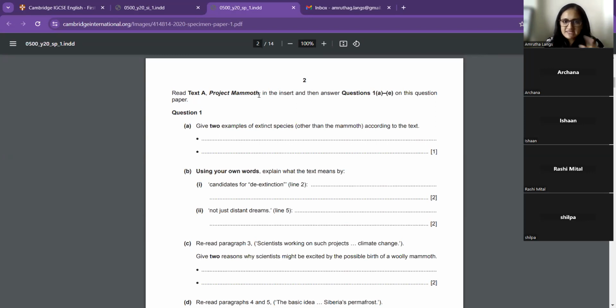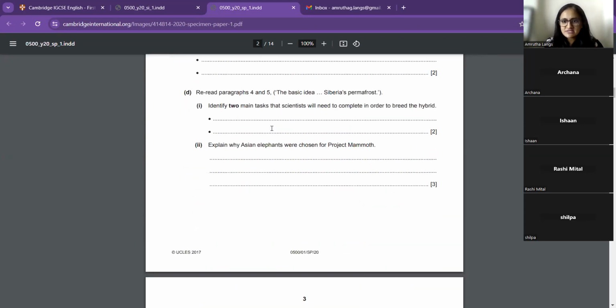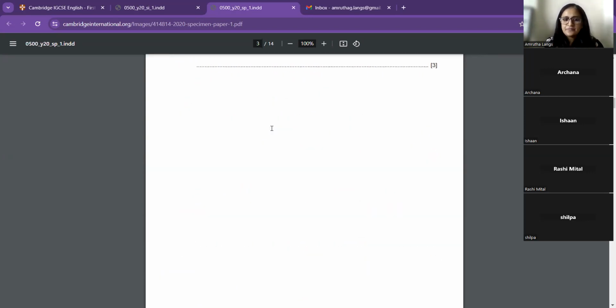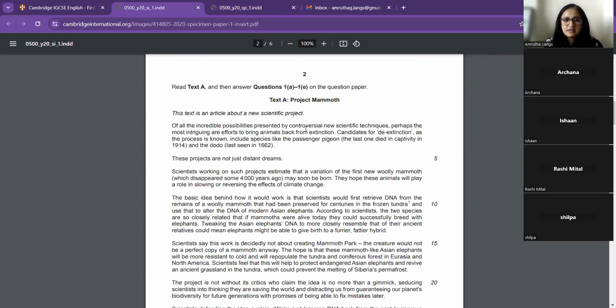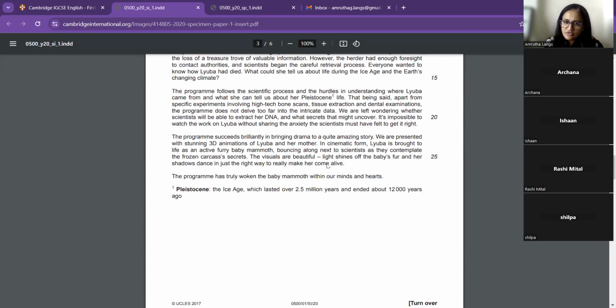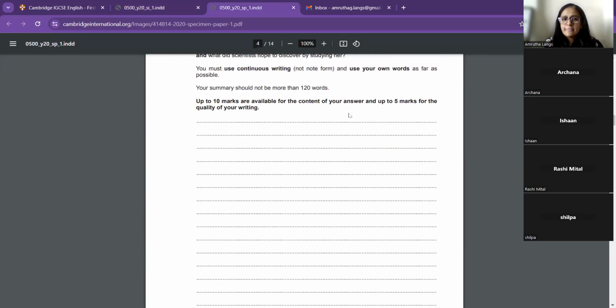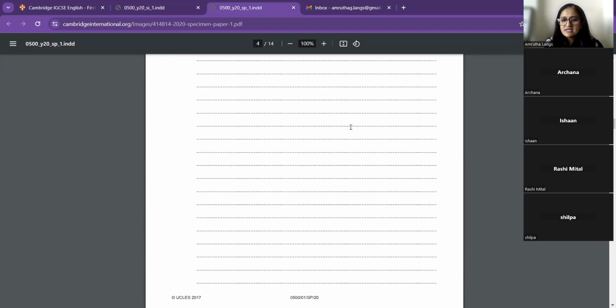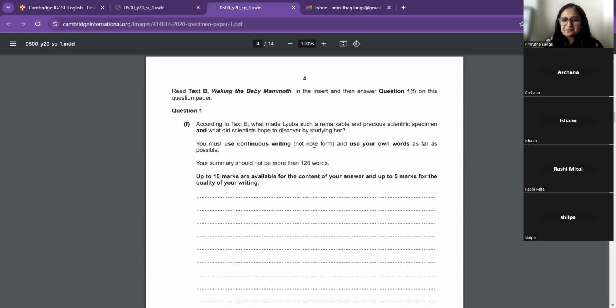Based on text A, they have asked you questions. You answer that. Then you go to text B, and they will give you the entire text. You have to read the text, go back to the question paper, and you see here, you have to write in not more than 120 words. You have to use continuous writing, in your own words. So this is for someone who has a flair for writing, who can write beautifully.